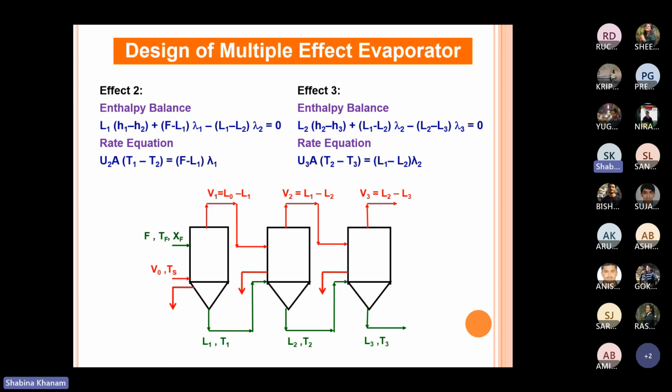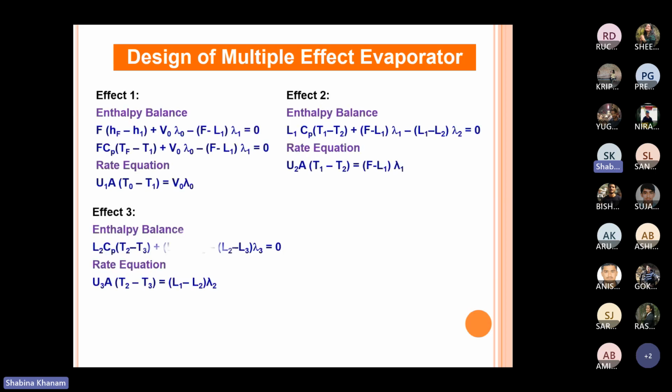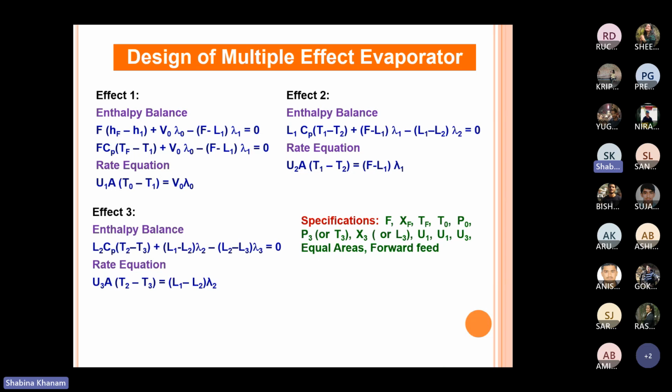The point to consider over here is that each effect can be represented by two governing equations. So this is for effect 1, for effect 2, and for effect 3. And here I am having the specified parameters. Specified parameters could be what?